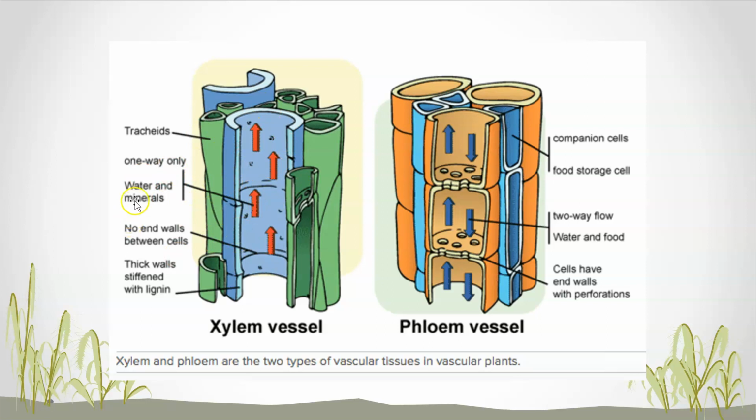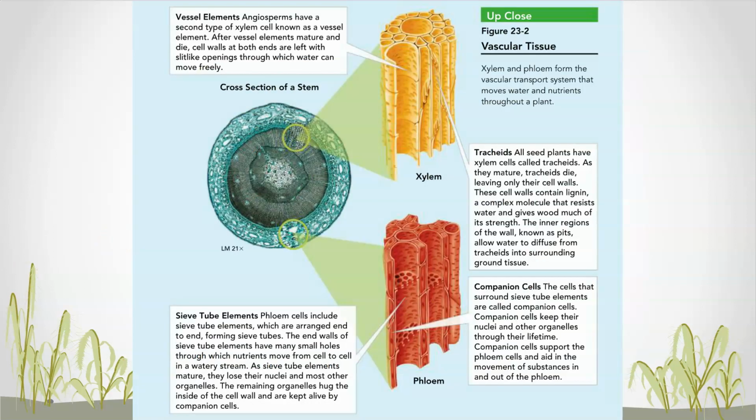There's xylem, which moves water and minerals, whatever is dissolved in the water, and phloem, which moves water and food sources. Here's a picture from your book. There are different types of vascular tissue. Xylem and phloem form the vascular tissue system that moves water throughout a plant. A couple of things you should see here: vessel elements, which only angiosperms have. They mature and die, and the cell walls at both ends are left with an opening through which water can move freely. So angiosperms only have that.